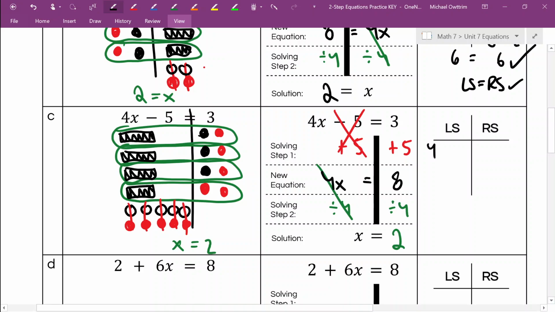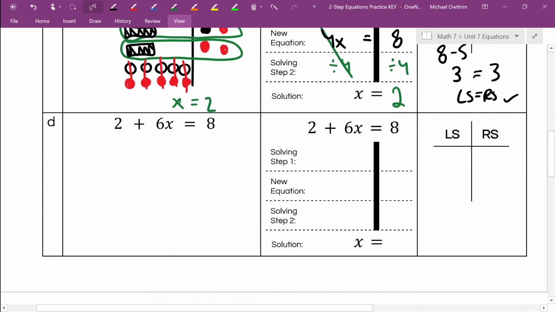Verifying, our original left side was 4 times x subtract 5. Original right side was 3. We think that x is the number 2. 4 times 2 is 8, and 8 subtract 5 is 3. Since 3 does equal 3, left side does equal the right side, and our solution is verified.